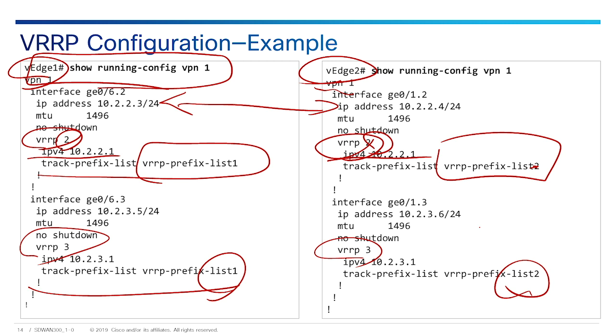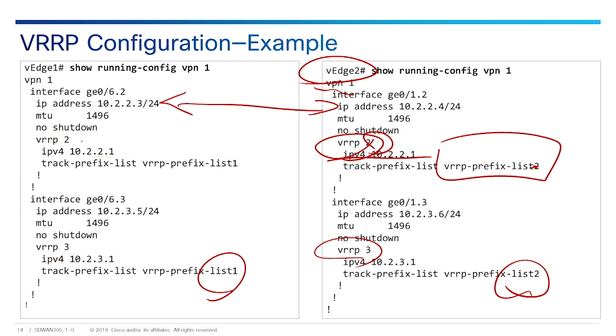Notice that these are both in VPN 1, and let me bring that back so you can see it. So both of these interfaces, even though they're separate, are both functionally under VPN 1, and the same thing on the other side. So this is service-side redundancy.